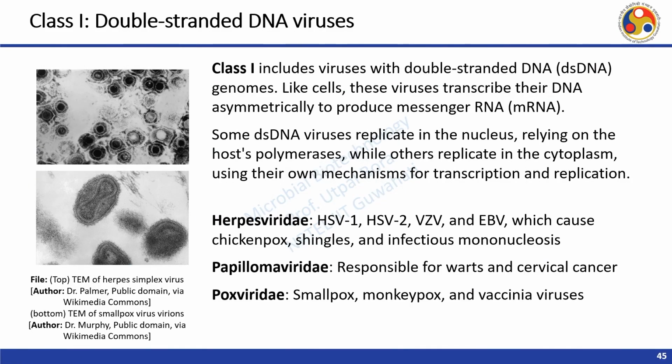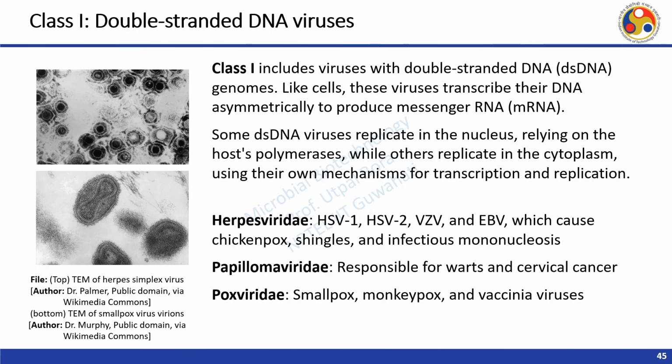So, let us look into a little bit of details of the class 1 viruses. The class 1 includes viruses with double stranded DNA, as already mentioned. Like cells, these viruses transcribe their DNA asymmetrically to produce messenger RNA. Some double stranded DNA viruses replicate in the nucleus relying on the host polymerases, while others replicate in the cytoplasm using their own mechanisms for transcription and replication.